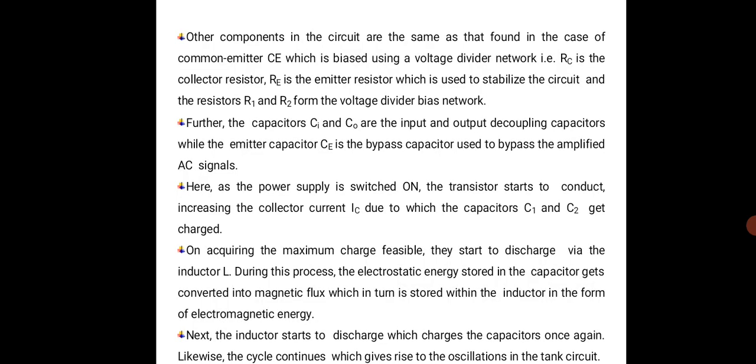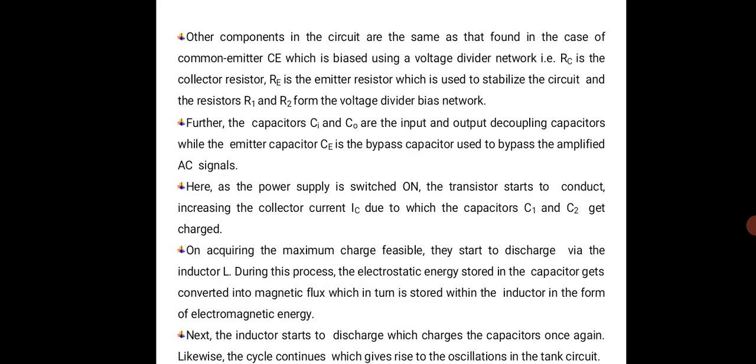The other components in the circuit, as usual, are found in the case of a common emitter configuration, which has a voltage divider network. RC and RE, the collector resistor and the emitter resistor, are used to stabilize the circuit, and R1 and R2 form the voltage divider bias network. Further, as in the previous case, we have the capacitors Ci and C0, which are the input and output decoupling capacitors, while the emitter capacitor is the bypass capacitor, which is used to bypass the amplified AC signal.